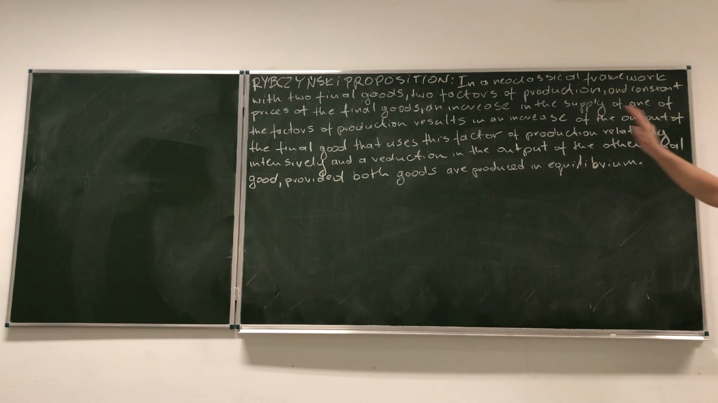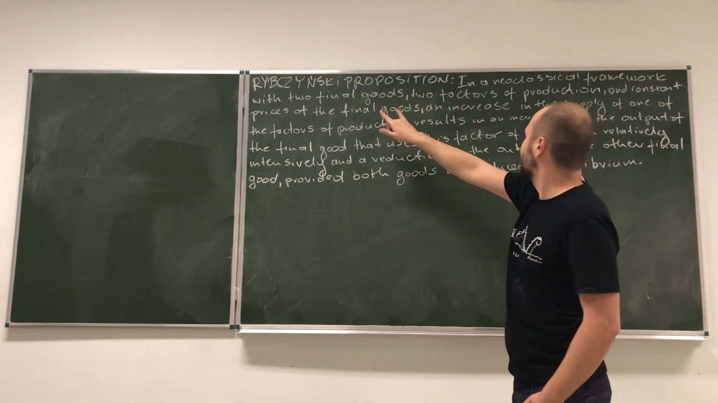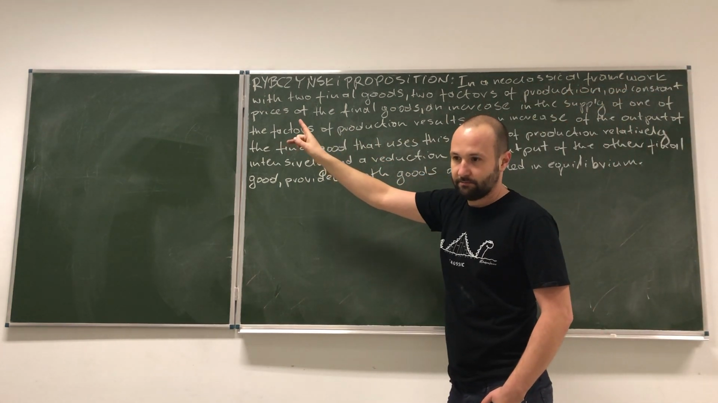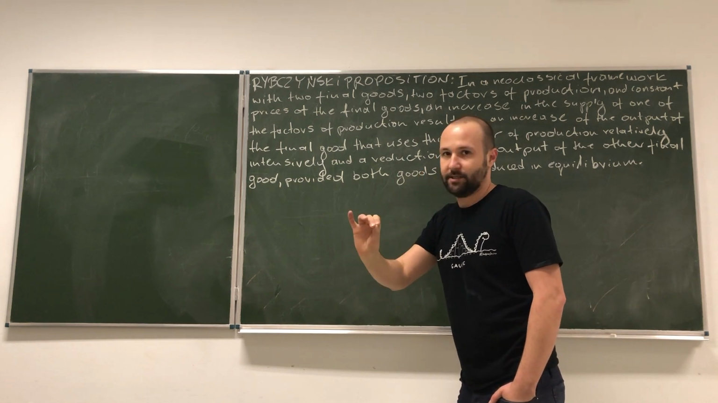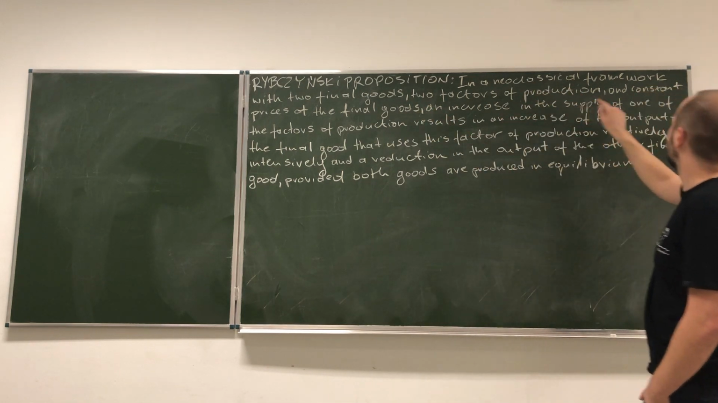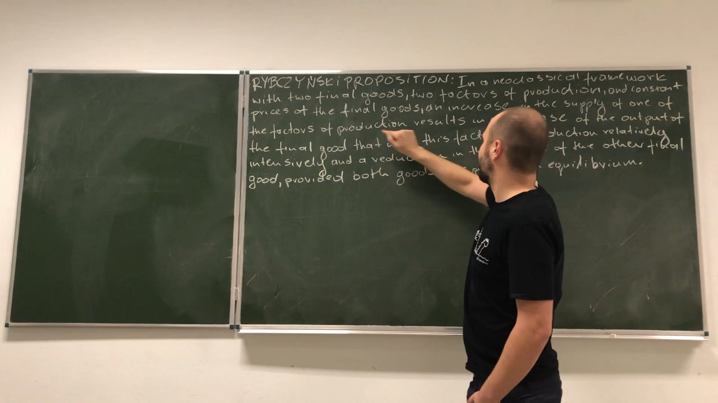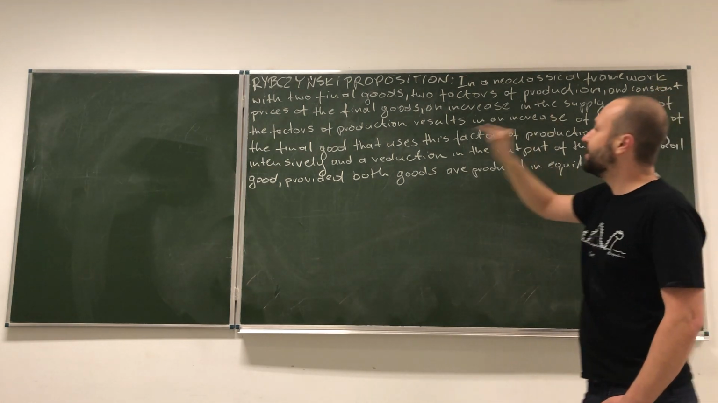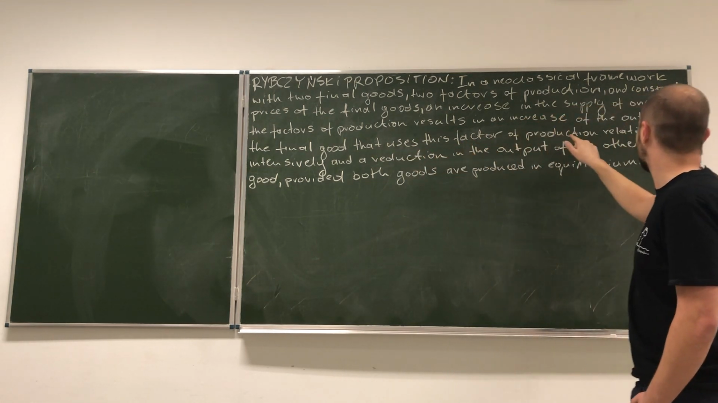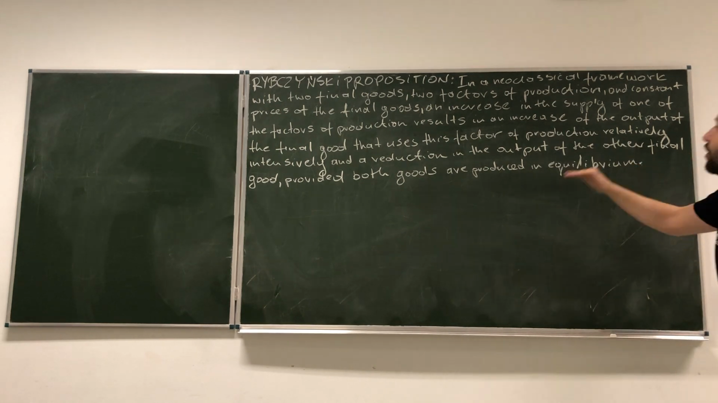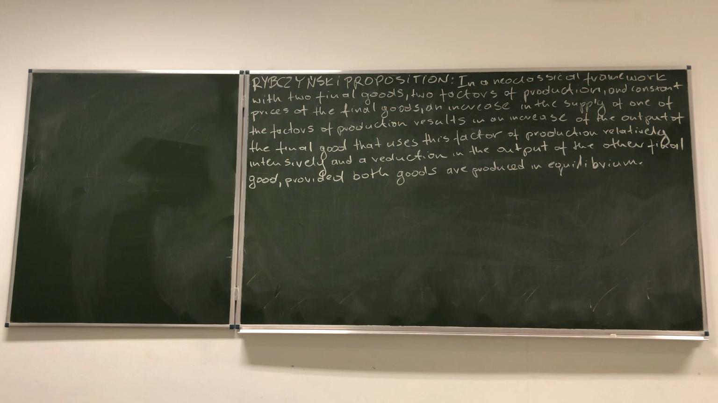In a neoclassical framework with two final goods, two factors of production, and constant prices, so for now we are freezing the prices of both final goods, an increase in the supply of one factor of production results in an increase in the output of the final good that uses this factor relatively intensively, and a reduction in the output of the other final good, provided both goods are produced in equilibrium.